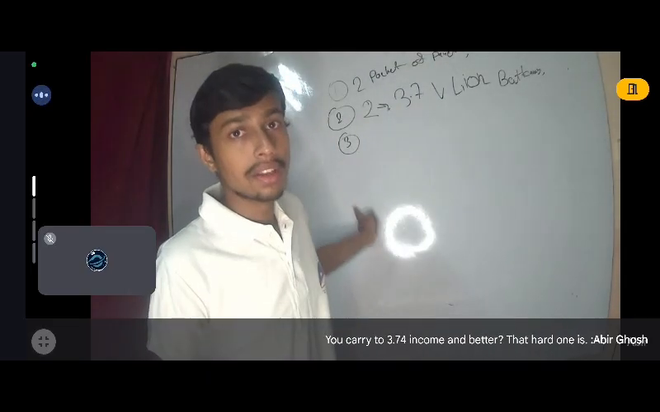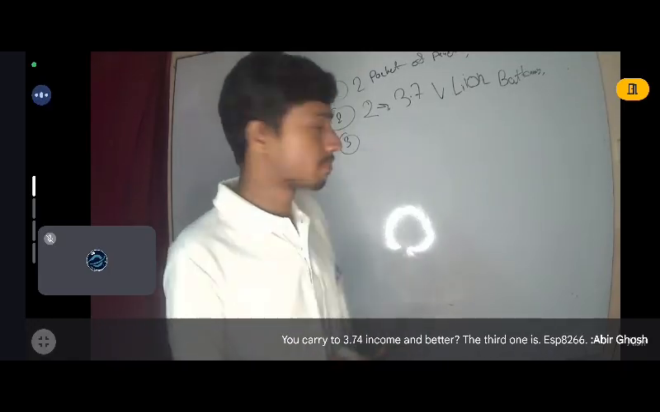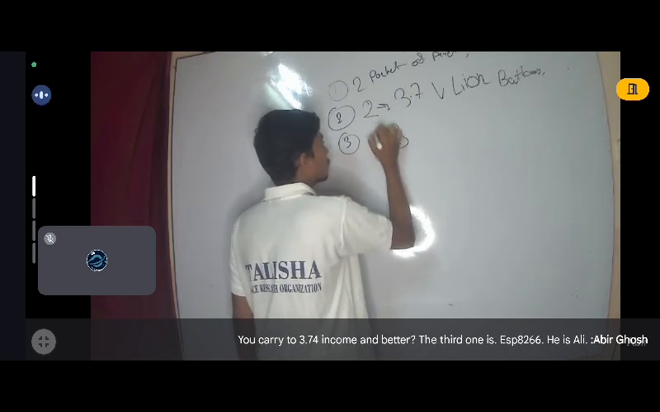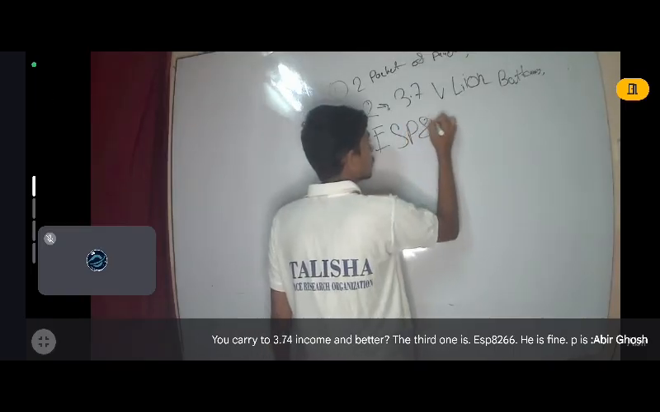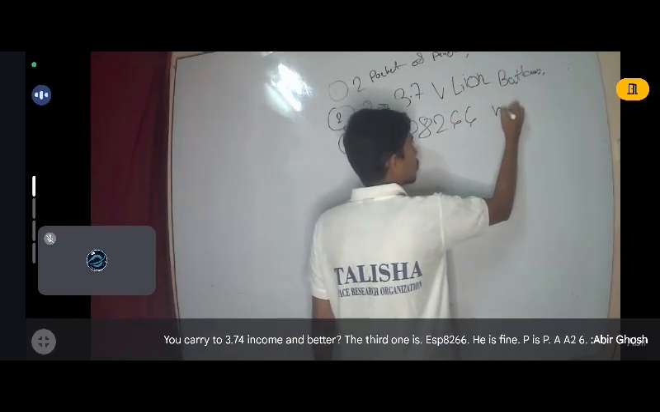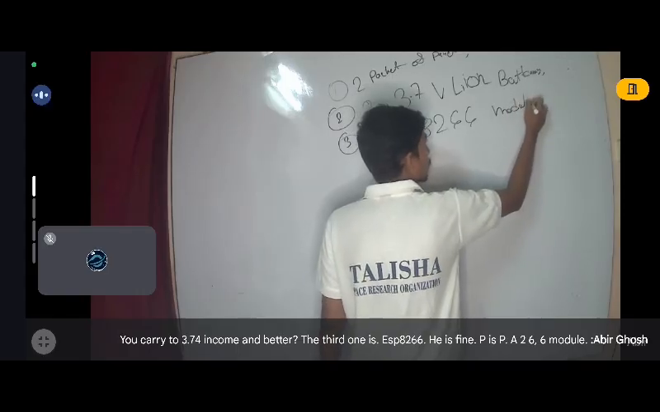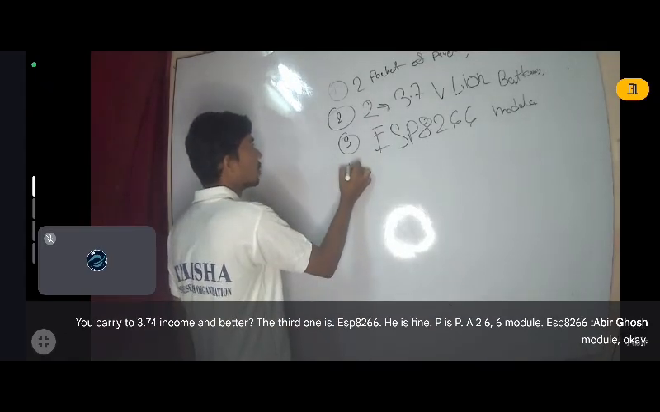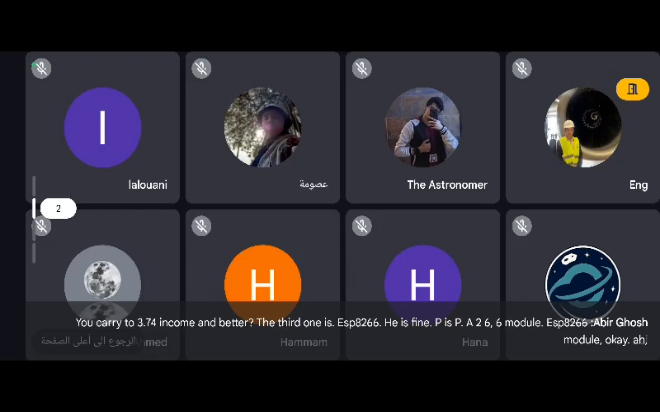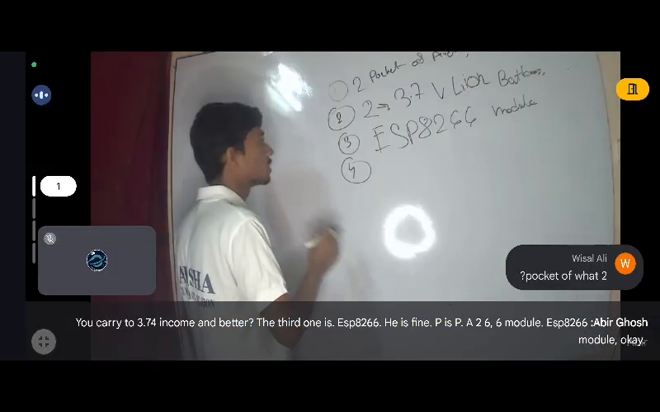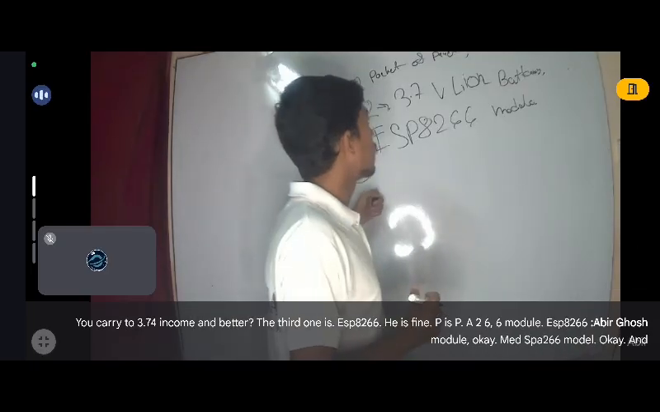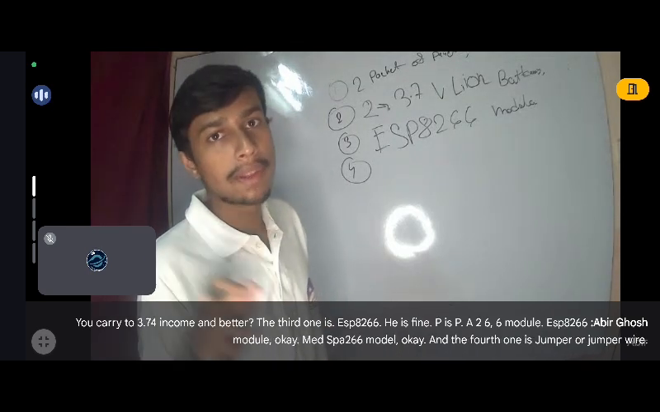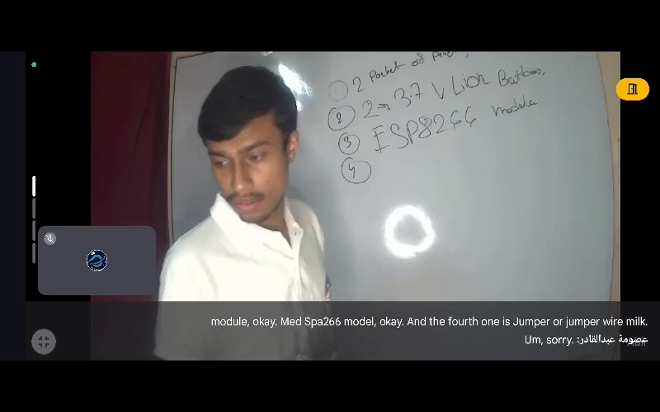The third one is the ESP8266 module. ESP8266 module. Okay, and the fourth one is jumper wire. Jumper wire, male, female.